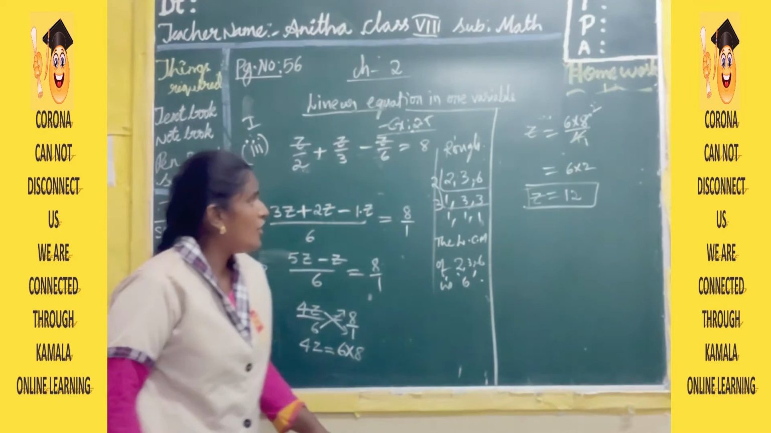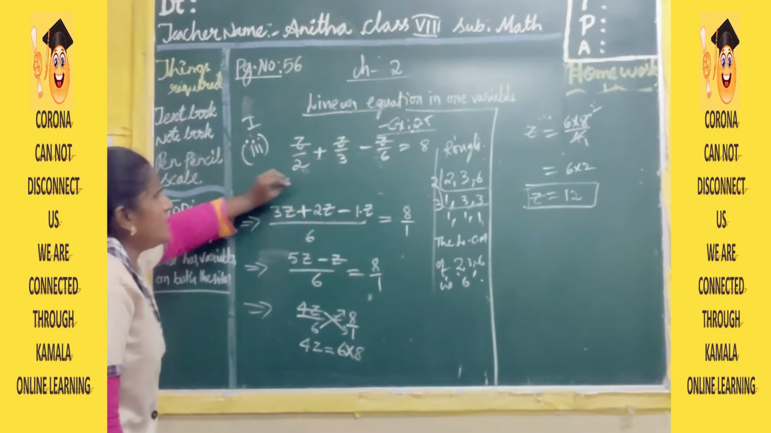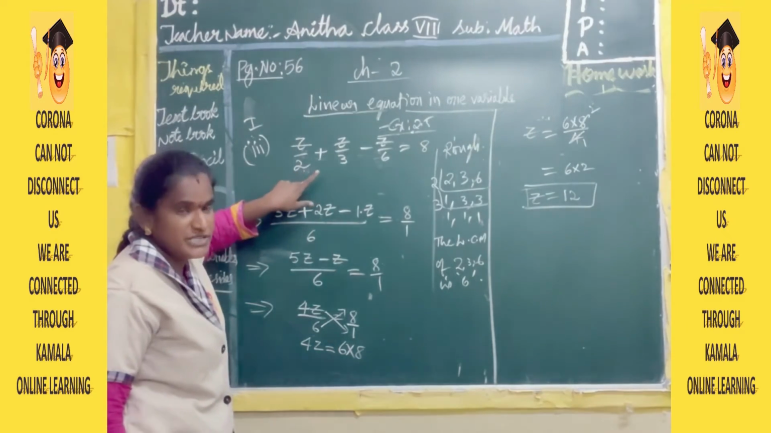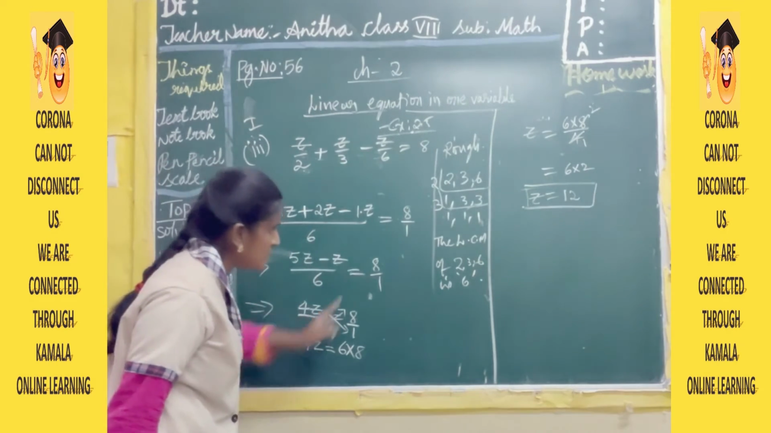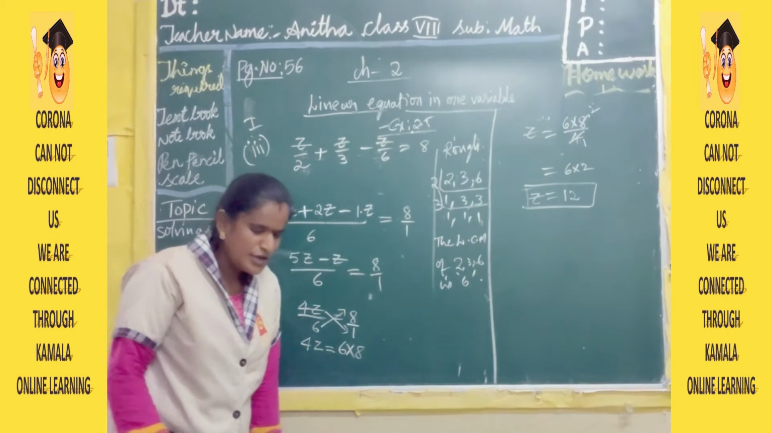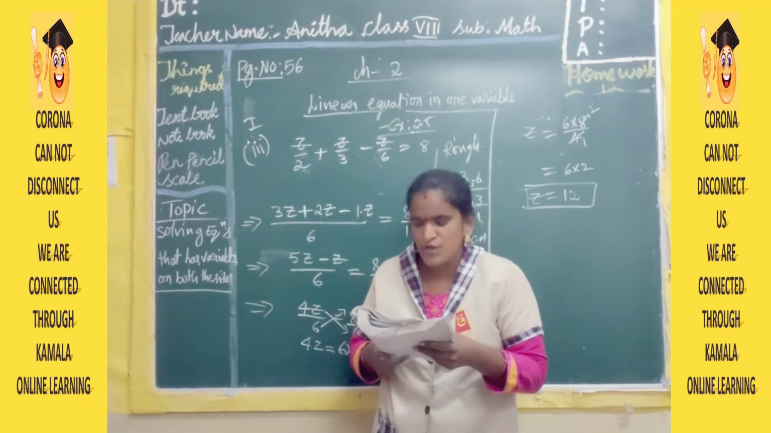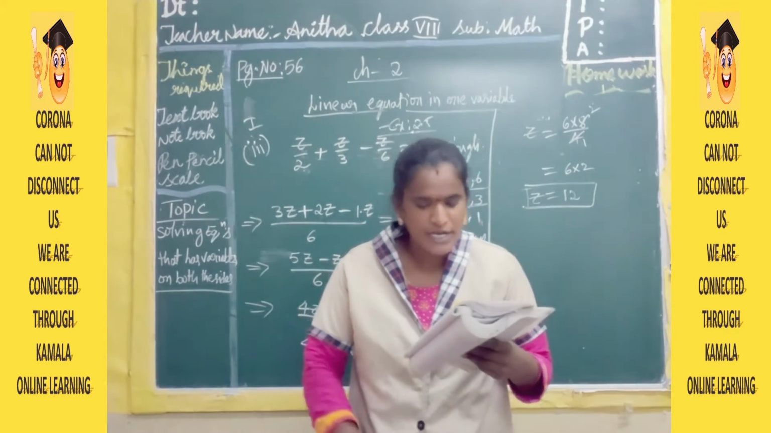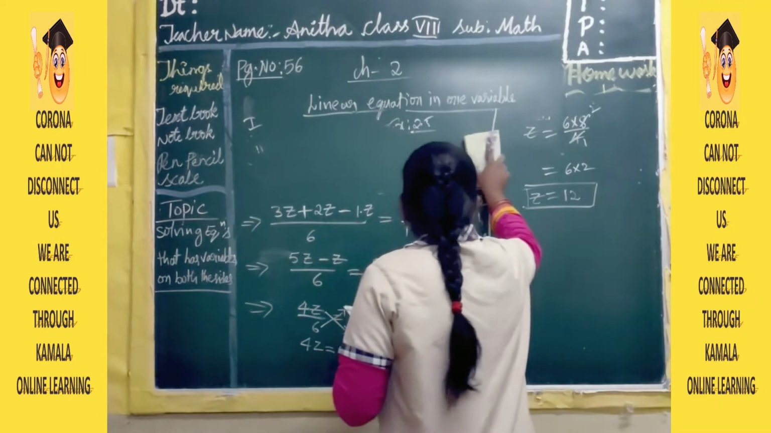Got it, children? How to find the Z value in this method? Understood? Simple. First we have to select the denominators of the given fractions, find the LCM, and then apply like this, and you will get the Z value. Now the next problem. It is a very easy problem, children. You just have to observe and do it carefully. Definitely you will get it. Fourth problem. In this video only the fourth problem.